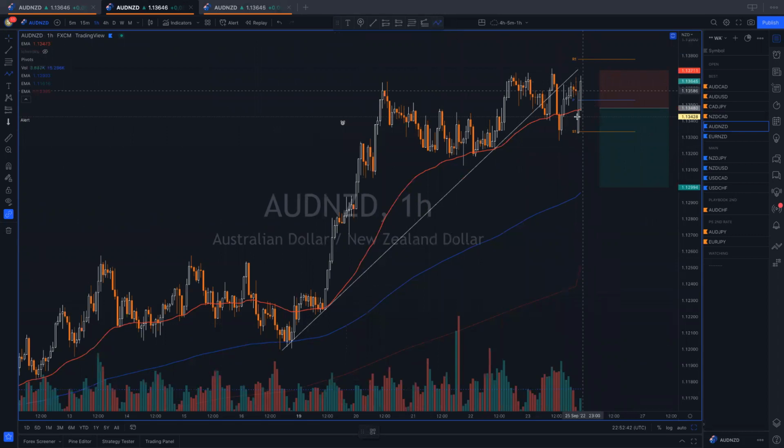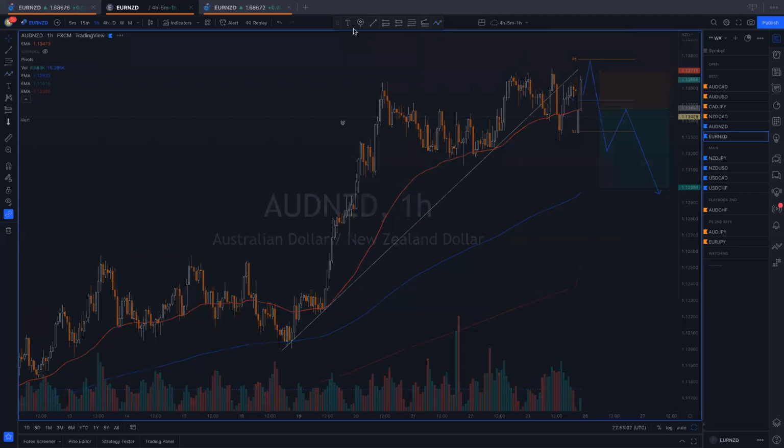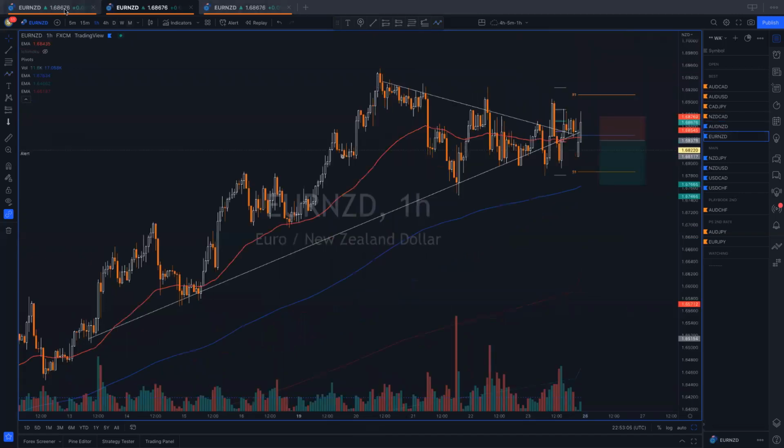Drawing. So from here, if it did reject this trend line, break through the 1 hour 50, pull back to the 1 hour 50, and there could be a trade down to the 4 hour 50. So that will be nice when it happens, but we need to wait for that break of the 1 hour 50.